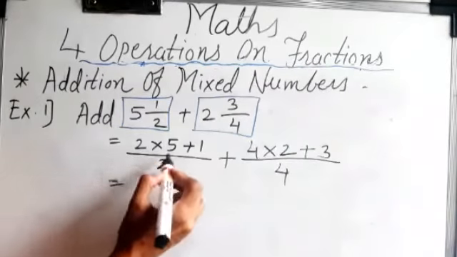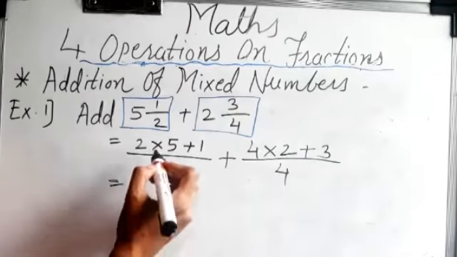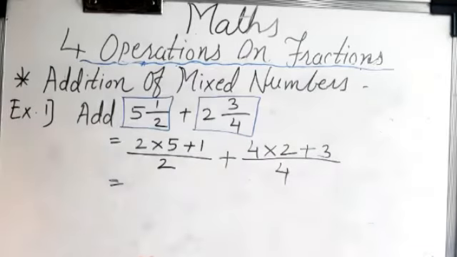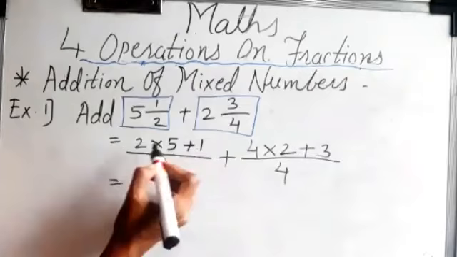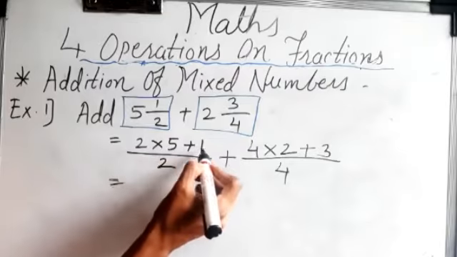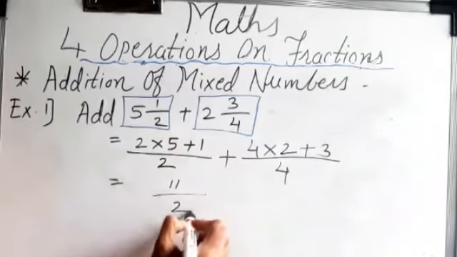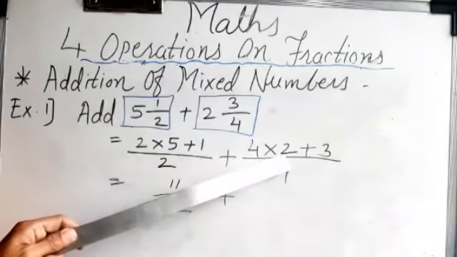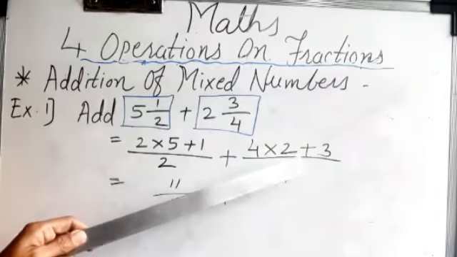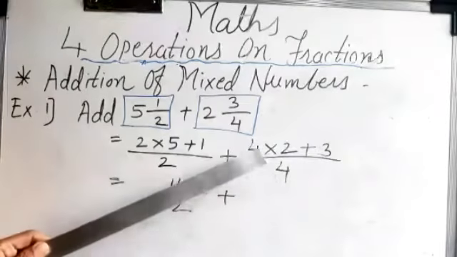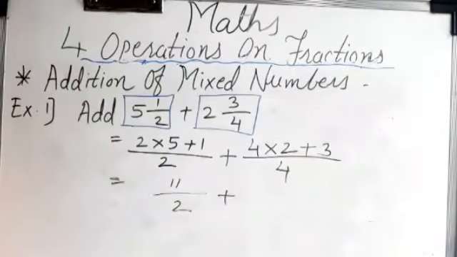Okay. Now, solve this. 2 5s are 10, and then 10 plus 1, I will write the direct answer here. Before, I had taught you in 3 steps. Now you can write this simply, multiplication and addition. Orally you can do 2 5s are 10, 10 plus 1 is 11, 11 upon 2 plus here also, 4 2s are 8, 8 plus 3 is 11, 11 upon 4.